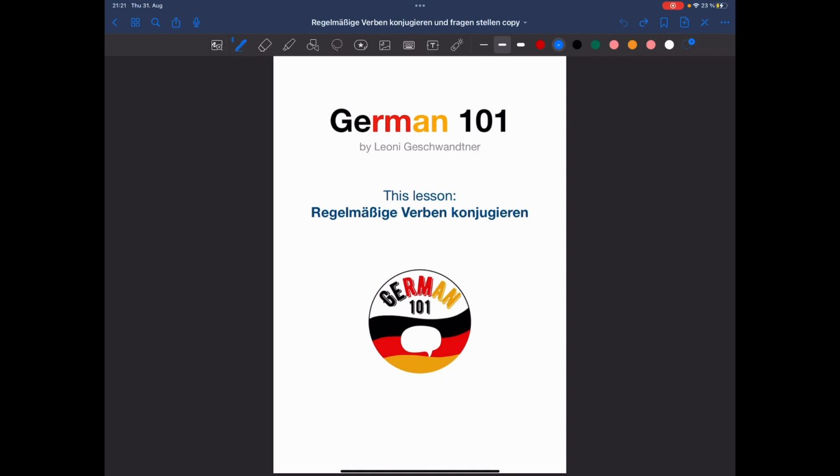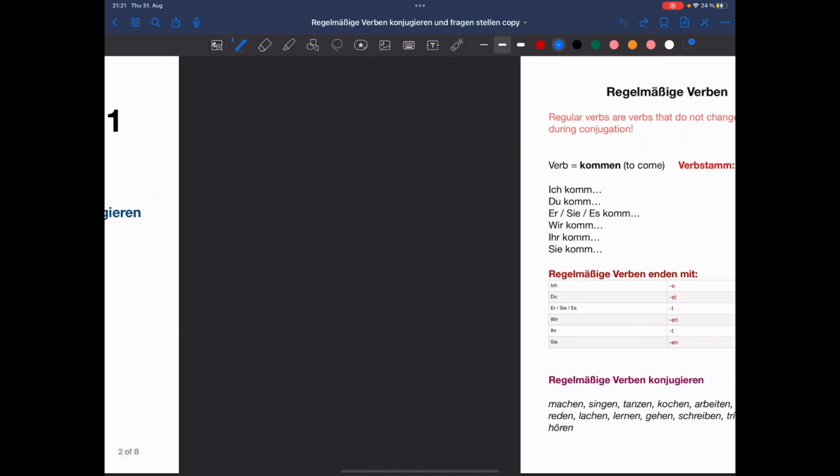Today we are going to learn how to conjugate regular verbs. In German we say regelmäßige Verben konjugieren. So, regular verbs and conjugate. Are you ready? Let's get started.